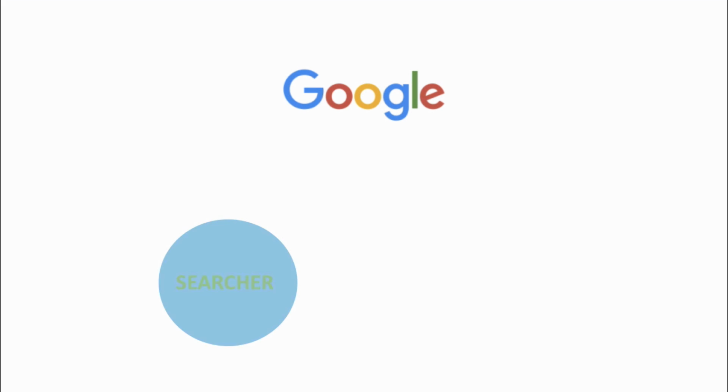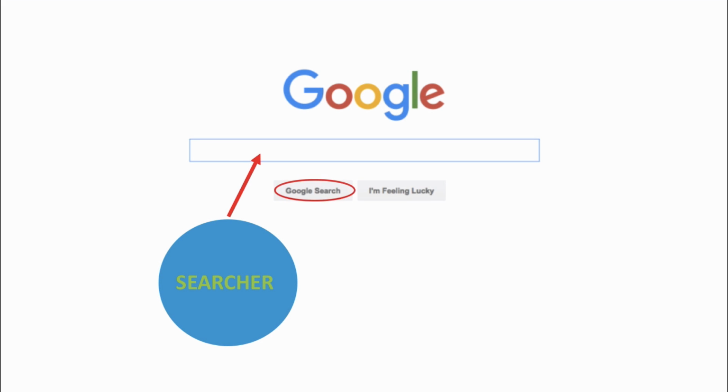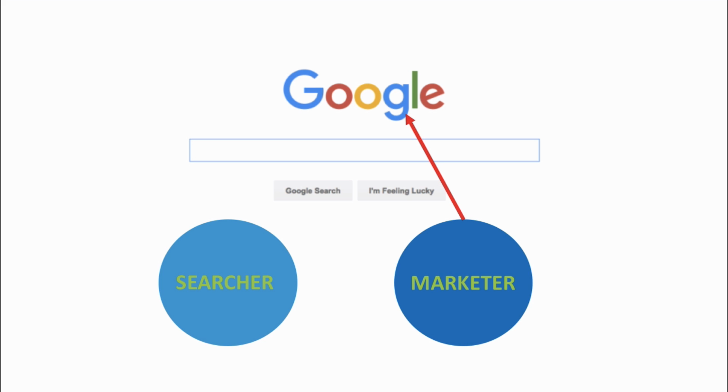Google's goal is to take the query or search that the searcher makes and serve up the best results to the searcher. The better job Google does of serving up the best results for the searcher, the more Google will be used, which ultimately translates into more ad revenue for Google, from marketers that are also looking at paying for ads on Google. As a marketer, your goal is to get as many impressions and as much traffic as you can from Google so that you can grow your business.